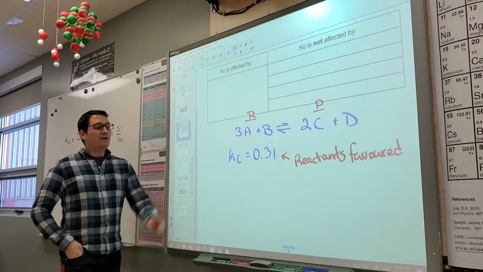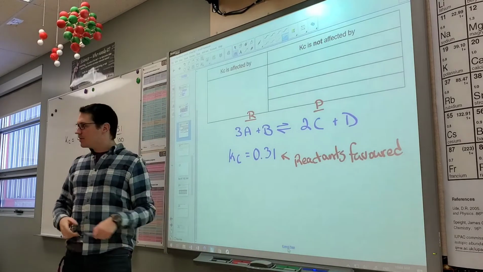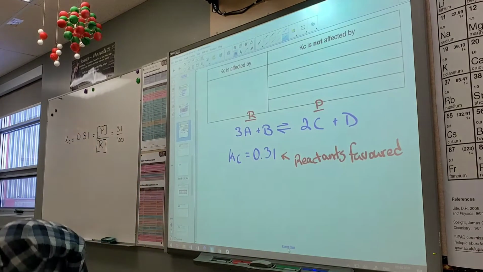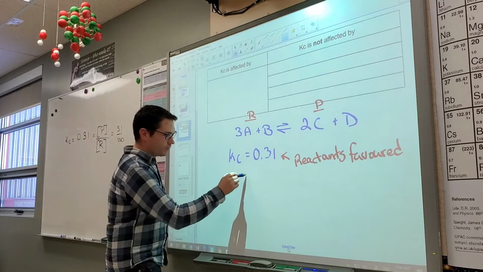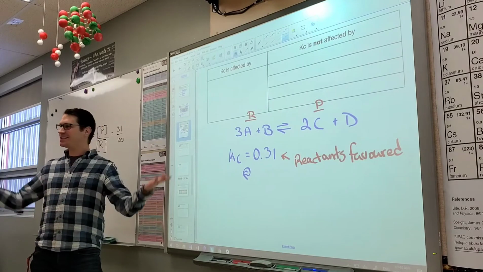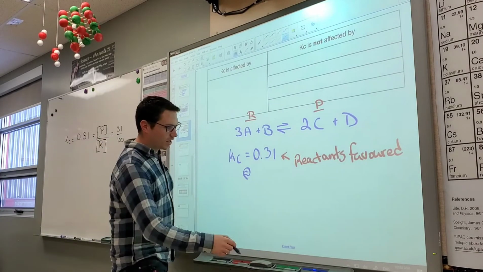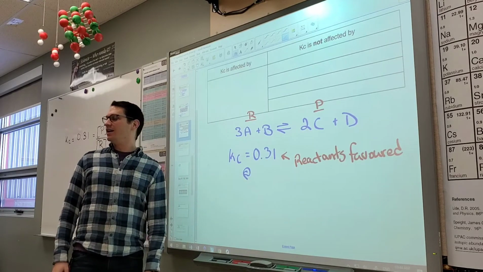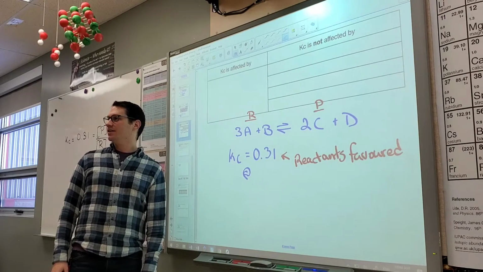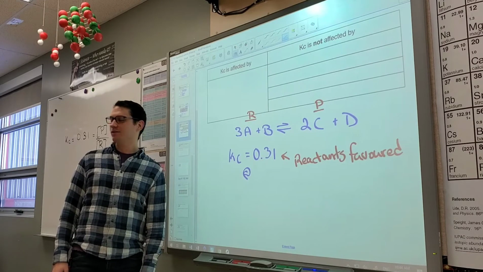Now, we can change this value. I'm going to say the Kc for this reaction is 0.31 at what temperature? What do you want it to be at? Just name any temperature. 97 degrees. Sure, at 97, 200 and 300. Holy crap.